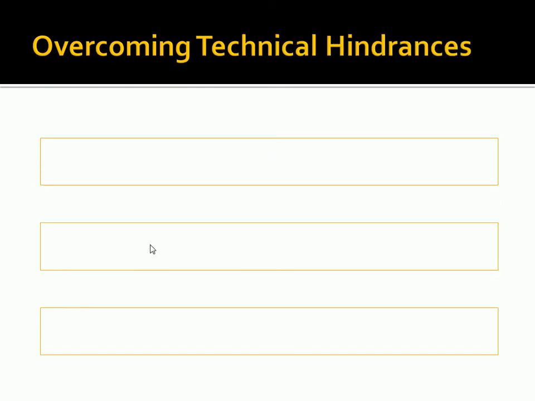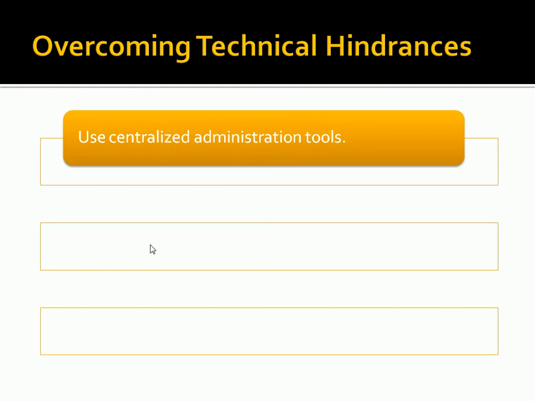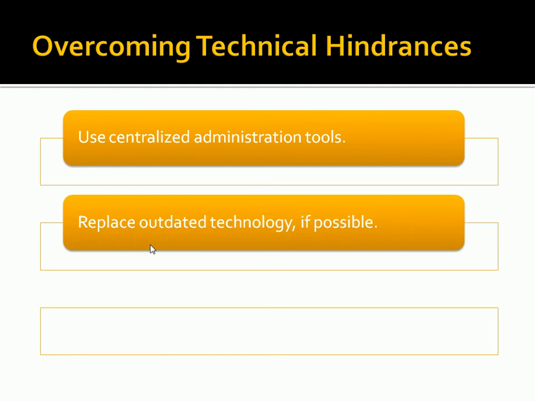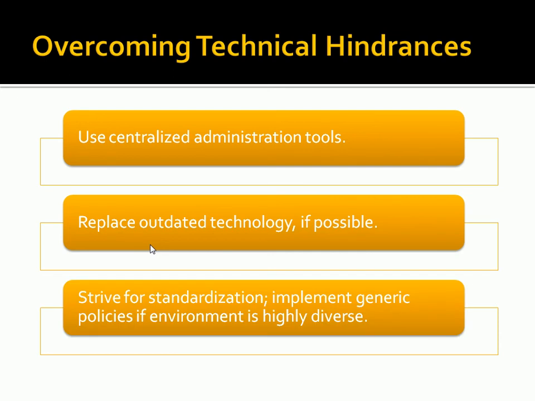There's also some technical hindrances. Our book talks about one thing, which is use centralized administration tools. We're going to talk more about those tools in the next unit, in the final unit. They also talk about replacing outdated technology if possible, and also strive for standardization.